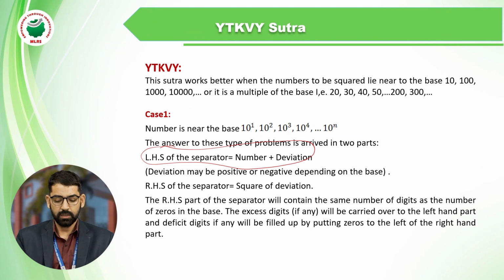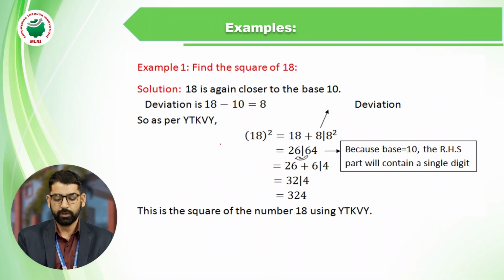So as per YTKVY, 18 square equals the given number plus deviation on the LHS of the separator, again 18 plus 8. Then we have the separator, then we have the deviation square, and the deviation in this case is 8. So it is 18 plus 8, that is 26, then 8 square, that is 64. Now here, students, remember one thing thoroughly: after the separator, we have a 2-digit number, 64. But as we see in the base, there is a single 0, because the base in this case is 10.